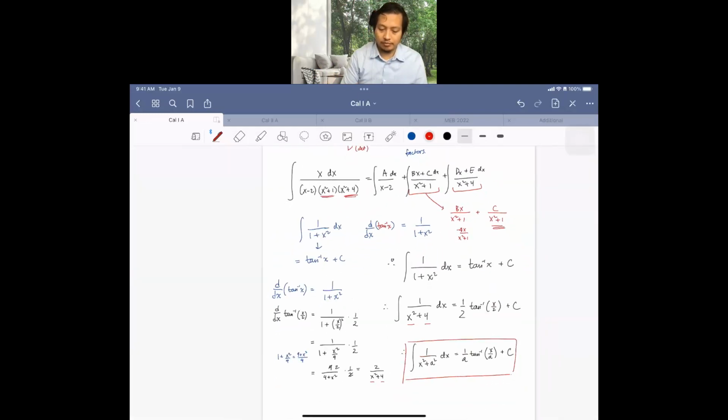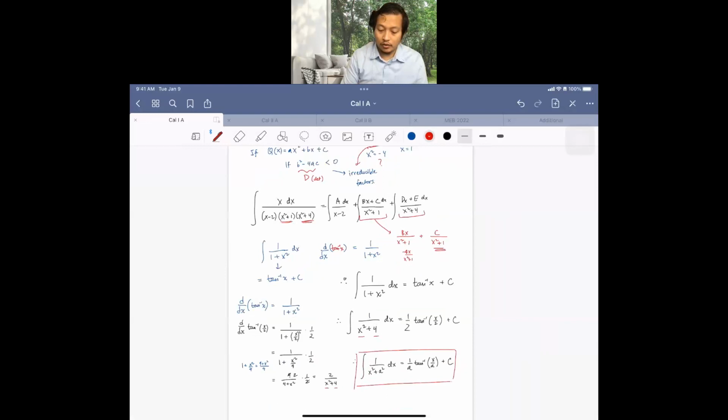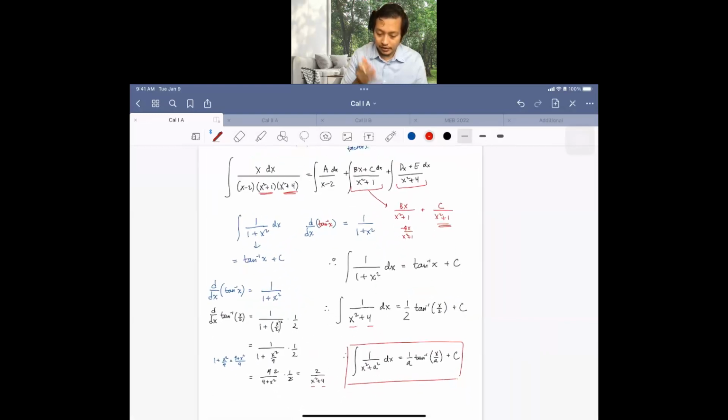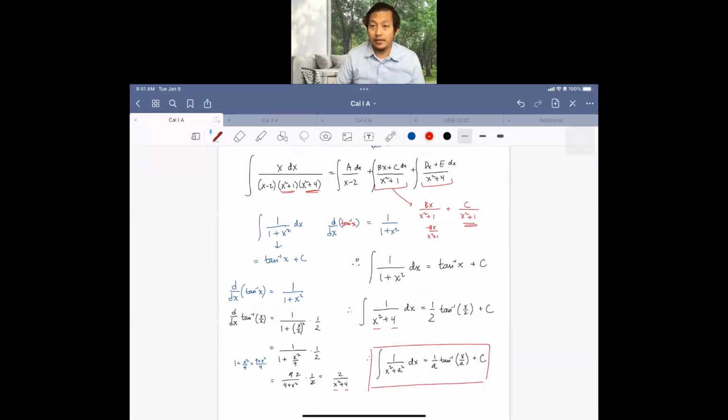I hope at least for the overview, for case 3, you can see why we are going to have the tangent inverse, because we have the irreducible factors. That's the reason. Because we cannot reduce the power, we should have the quadratic irreducible factors. Then we are going to involve the tangent inverse in the answers for the integration.